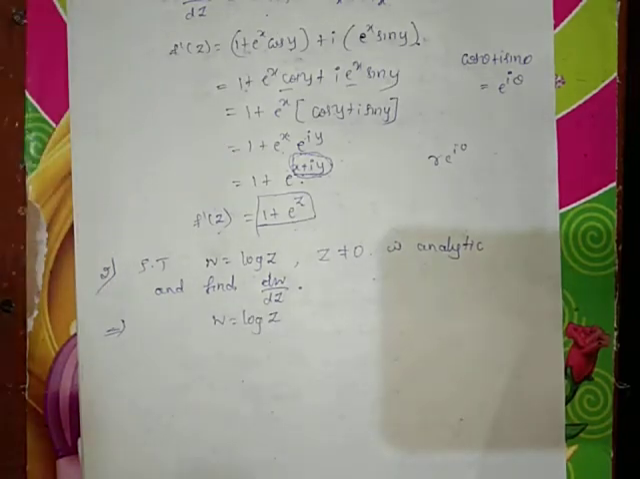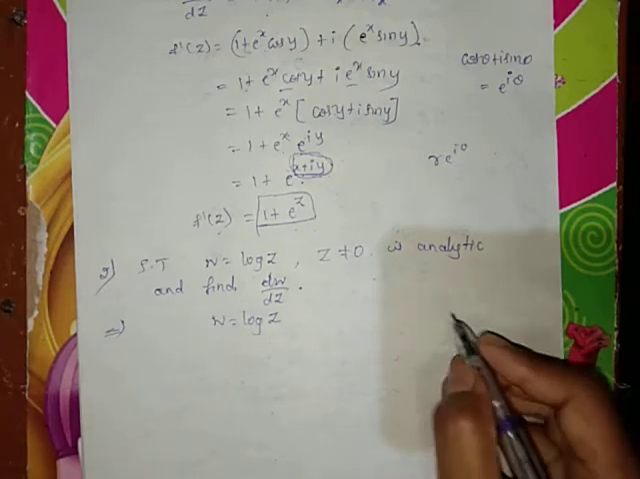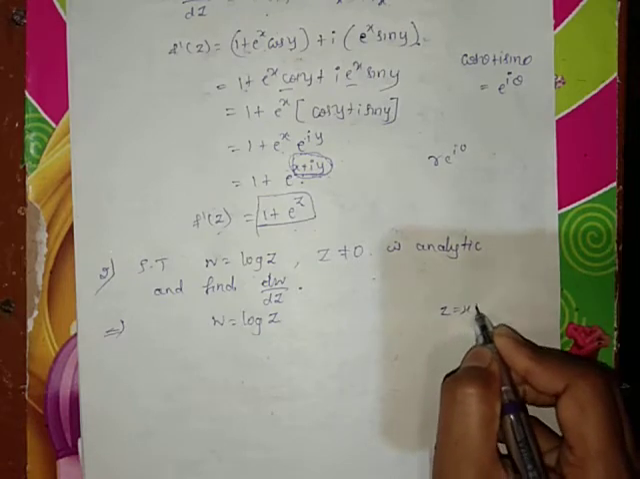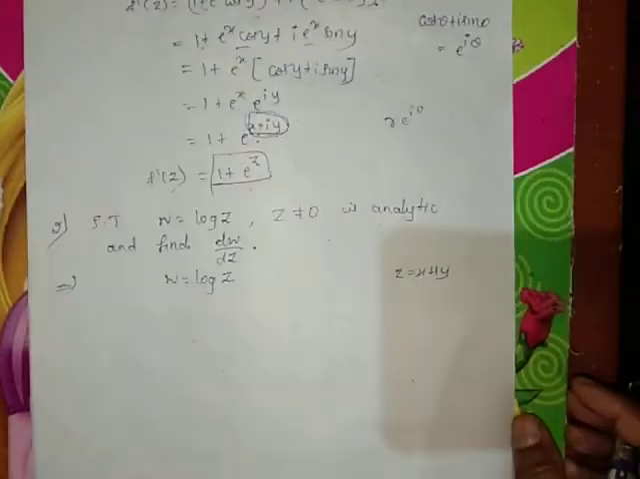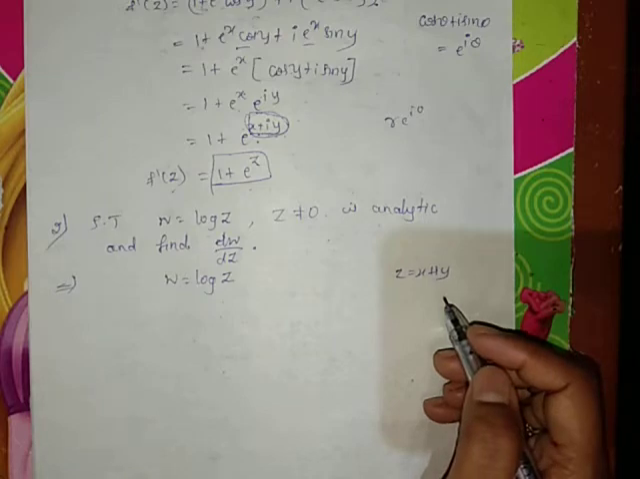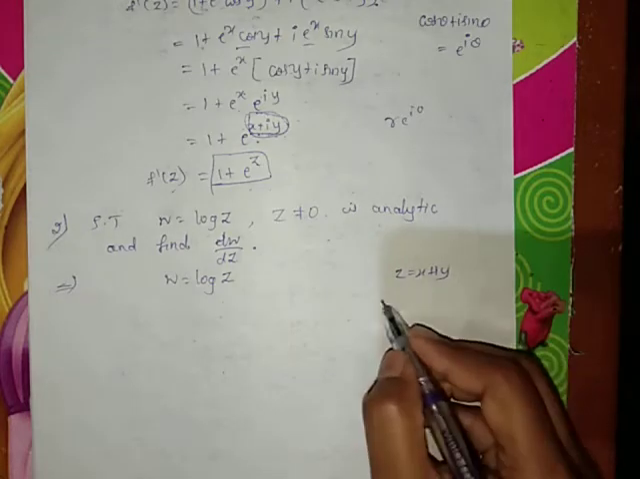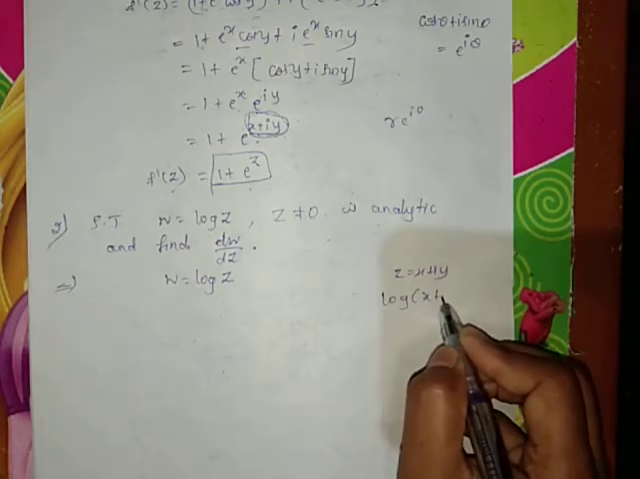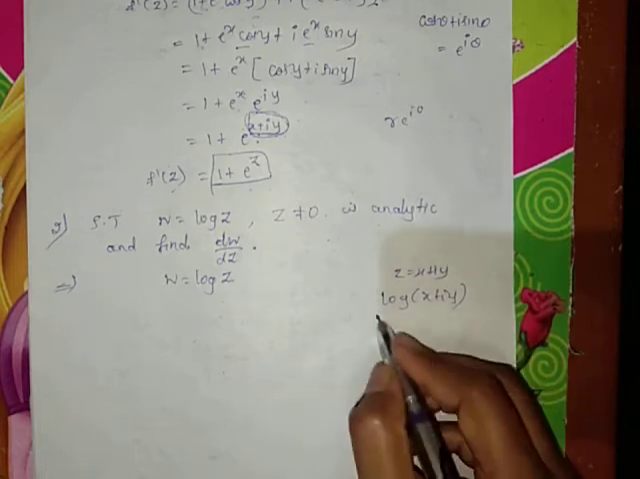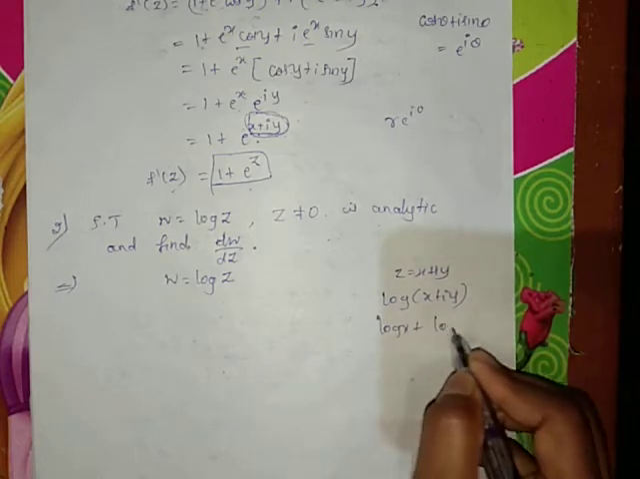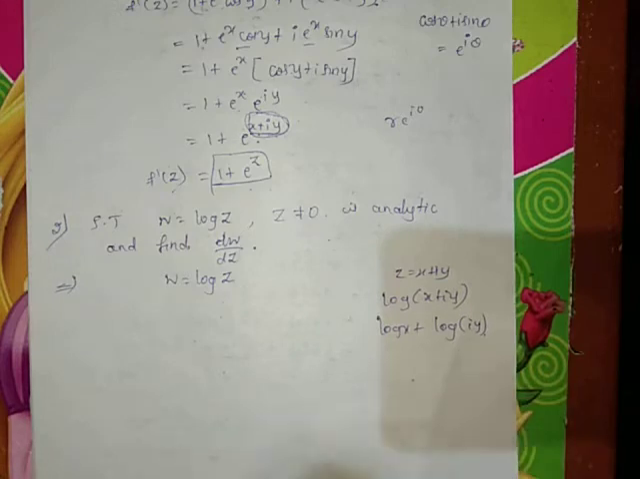Now we have to decide whether we follow the Cartesian or polar. Follow any procedure, but you have to decide which one to choose, where you will get the separation of real and imaginary parts. See here, if you take z equal to x plus iy, you already know that log of x plus iy has the form log x plus log of iy.